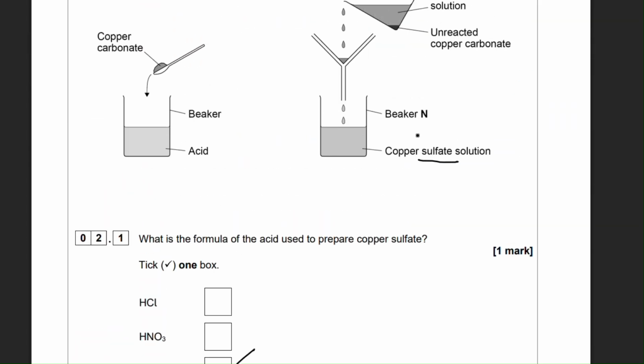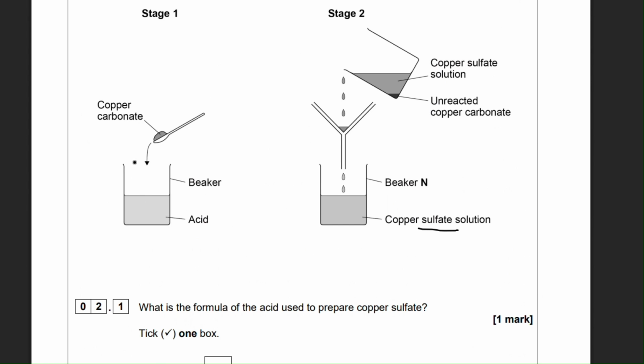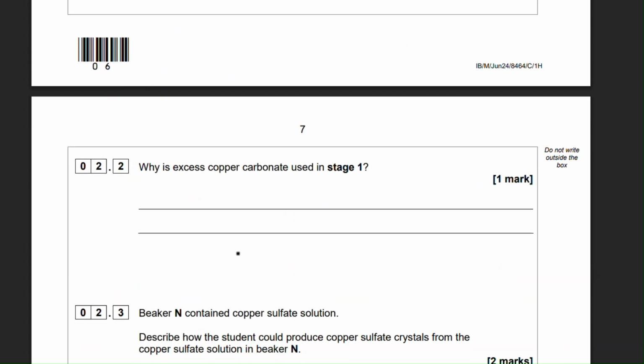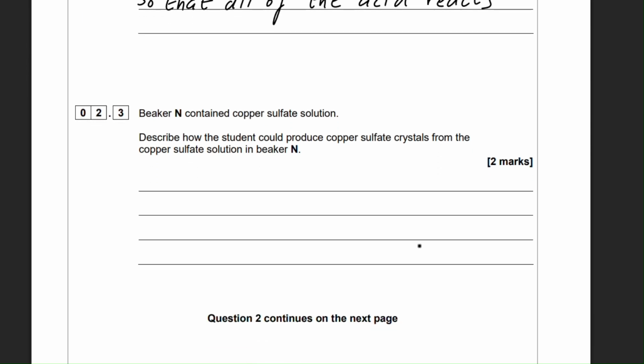If you look back at the diagram, you add the copper carbonate, which is a powder, and you can see that it's an excess because you've got some unreacted copper carbonate left in the beaker. The reason why we add an extra amount of copper carbonate is because we want to make sure that all of that acid has reacted. So that's what I'm going to be writing here. There you go, so that all of the acid reacts. And then going on to 2.3.